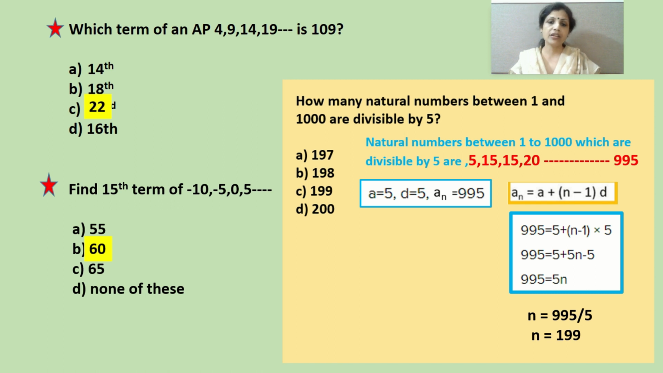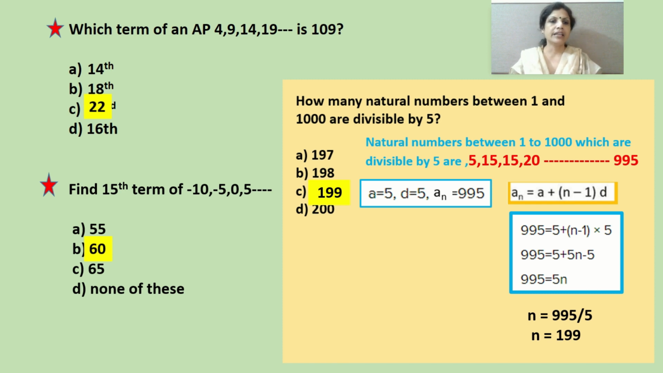Is this 199 there in the options? You check out. Yes, it is there. So 199 you have to tick or select as the correct option. Understood? Children, in AP there is a variety of sums which can be asked. There are so many types of sums. So once you know the formula very well, it's very easy for you to go ahead with the sums.